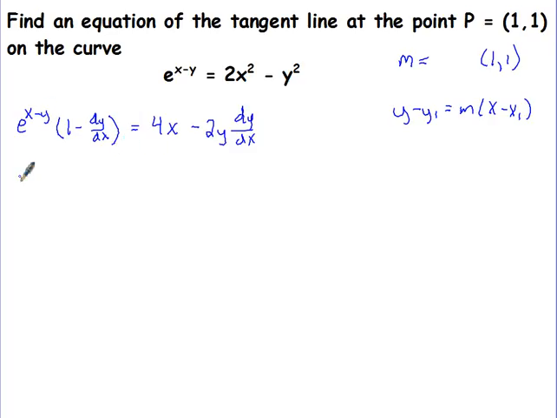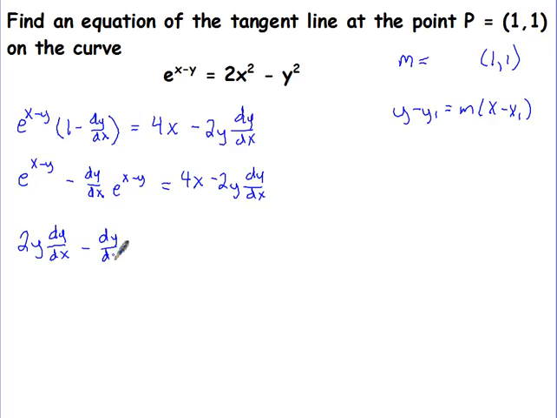Notice that this is being multiplied to both, so it would be e to the x minus y, minus dy/dx e to the x minus y, equals 4x minus 2y dy/dx. So again, I want my dy/dx's on the same side together, and everything else on the other side. So couldn't I move this over here and bring this over here? That would give me a positive 2y dy/dx minus dy/dx e to the x minus y equals 4x minus e to the x minus y.